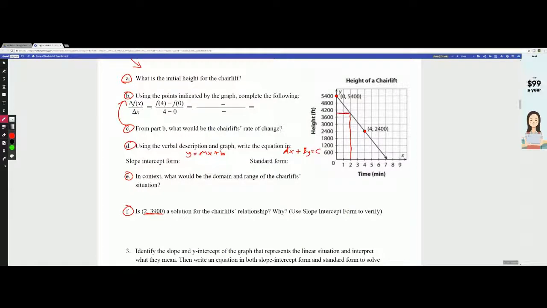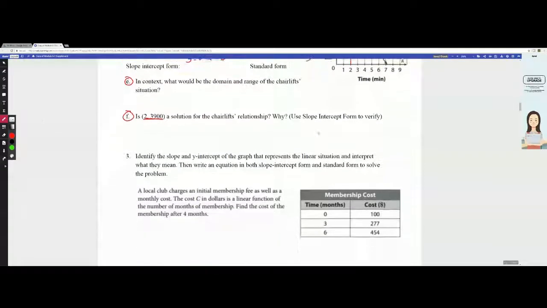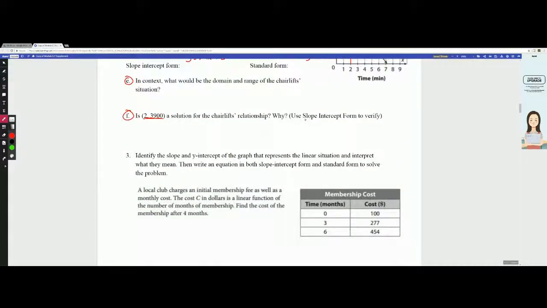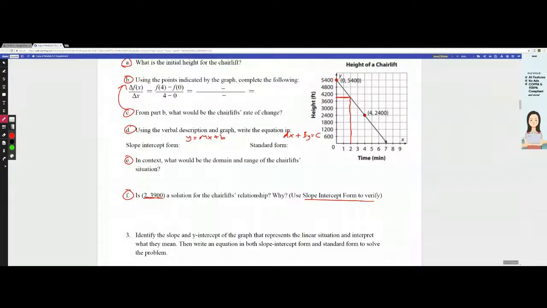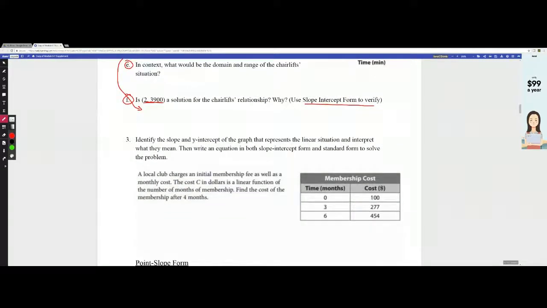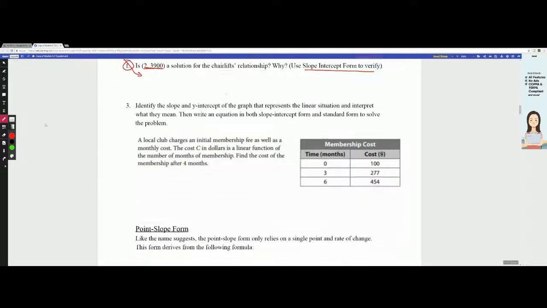All right, so does it? Okay, and then explain why. Use slope-intercept form to verify. So not just the graph, why don't you check it? All right, so find your rate of change, find your equation up here, use that part to solve for that question. You should get a solution. Remember, it's a true statement.